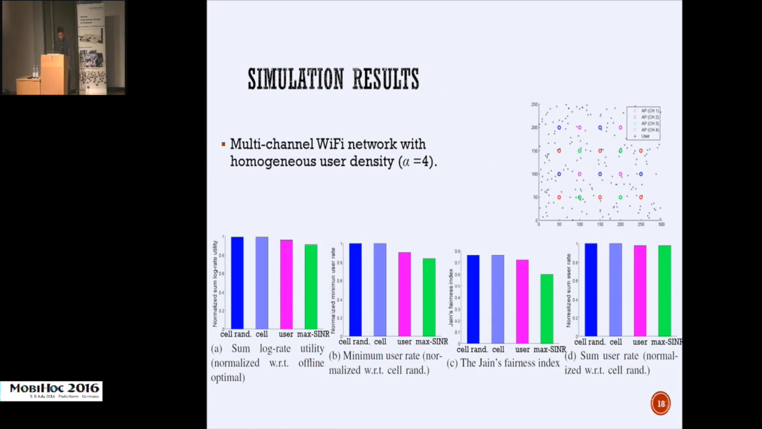The last one is the same as the third one, except the users are homogeneously distributed. In this case, since the users are already distributed in an even manner, they already balance out with each other. So we can see that all 4 schemes give similar performance in terms of the 4 metrics.